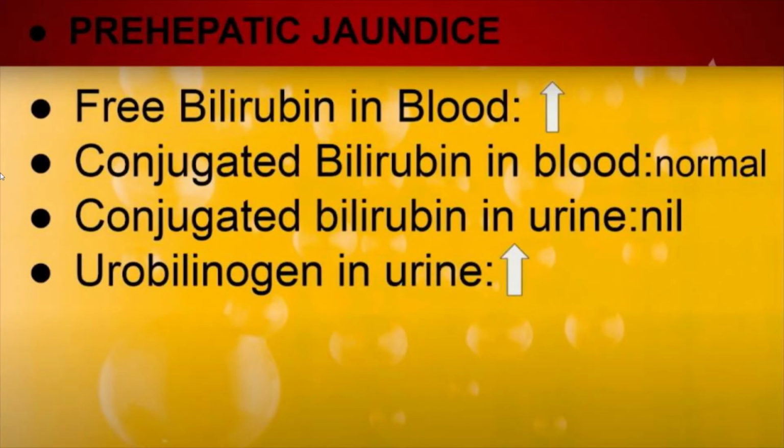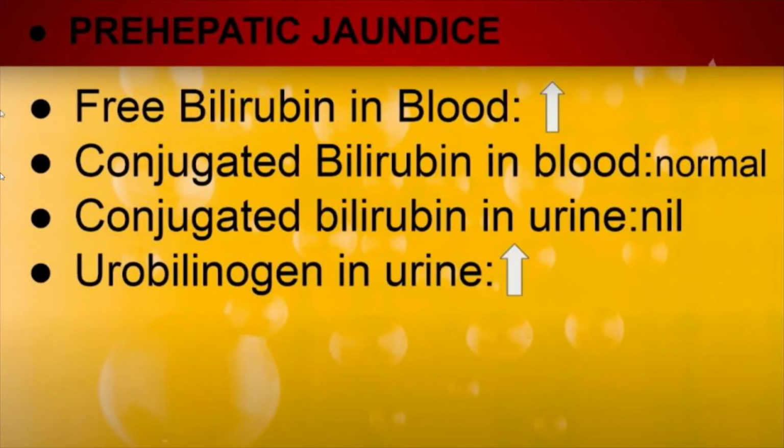So in prehepatic jaundice, free bilirubin in the blood is increased. Conjugated bilirubin in the blood is normal. Conjugated bilirubin in the urine is nil. And urobilinogen in the urine is increased. Remember this whole table, understand and remember, this is very important. These concepts are increments and decrements. Just understand this and remember this, because these are commonly asked in the exam, and not only for the exam, for general knowledge also.